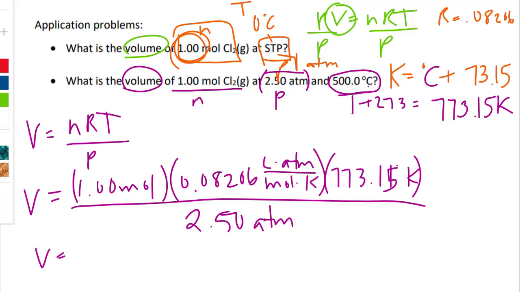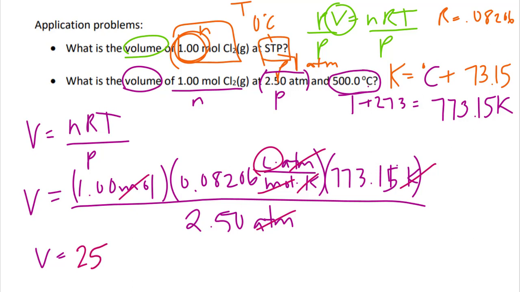And so if we look at all of our units again, I should have moles, moles cancel, Kelvin, Kelvin cancel, atmospheres, atmospheres. So I am getting liters, which is great. And my calculator should give me a number that's 25.370.7876 liters.